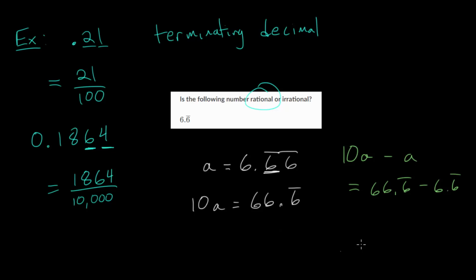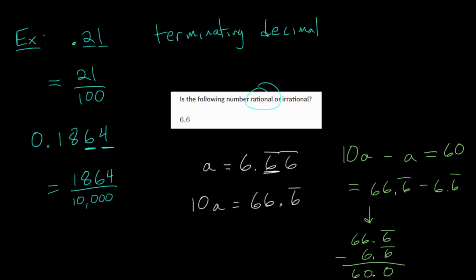And let's set this up as a traditional subtraction problem. So we have 66.6 repeating, and we're just going to line up the place values. And so 6.6 repeating. Now, after the decimal, all of these 6s are going to cancel out because we're subtracting here. So after the decimal, we're just going to get 0. So when subtracting 6 repeating minus 6 repeating, you can think of that as just 0. And the decimal point carries down, and 66 minus 6, that is just 60. So we found that 10a minus a is just equal to 60.